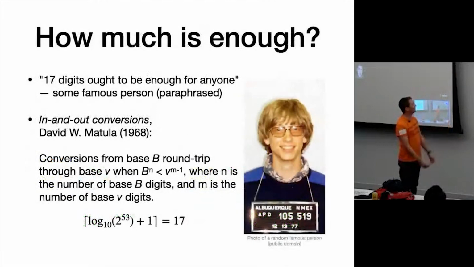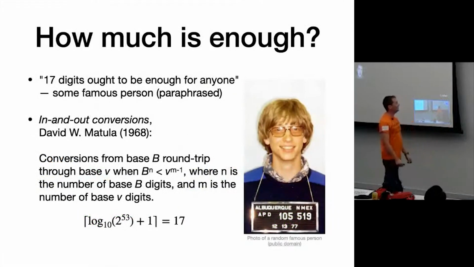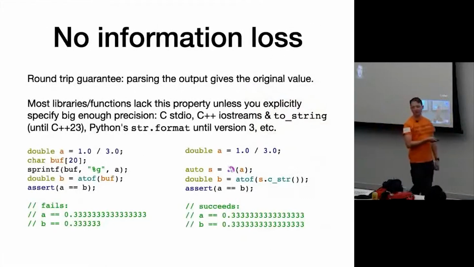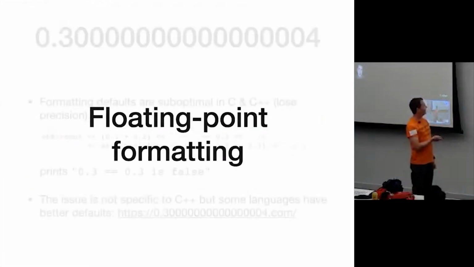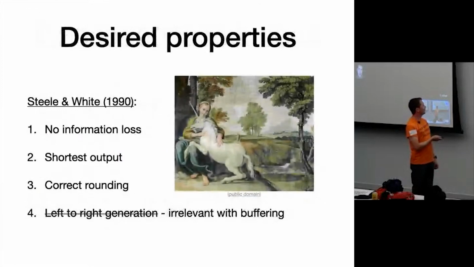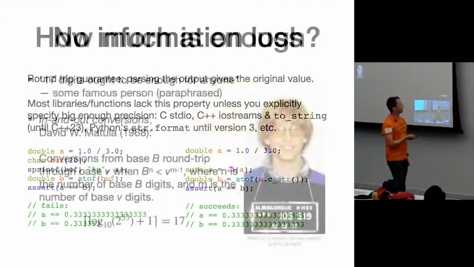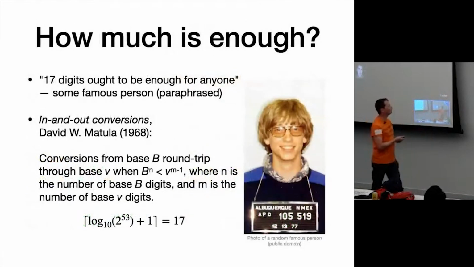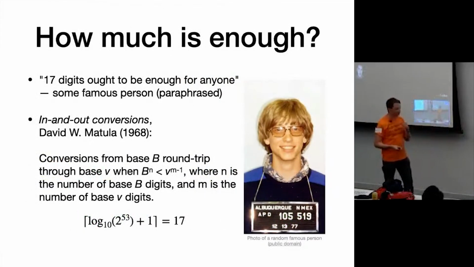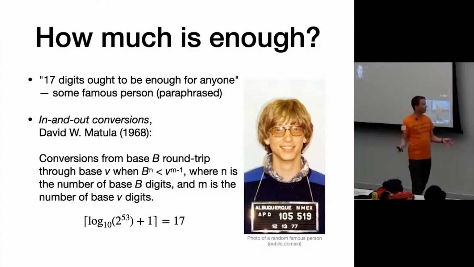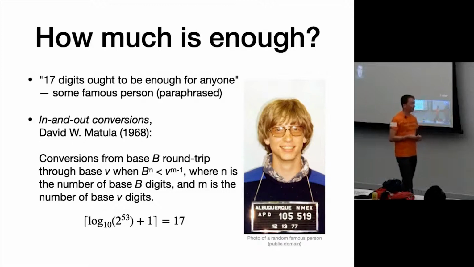So the second property. Actually, this is less about shortest output, because if you want round trip, you could specify a big enough precision. What is the big enough precision for floating point?